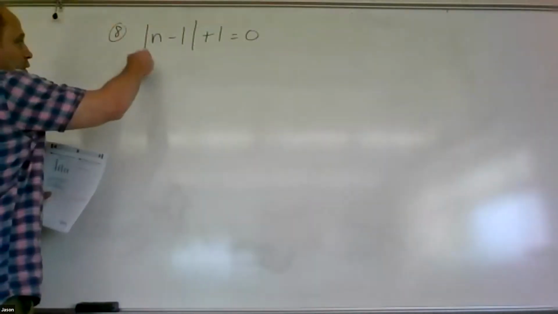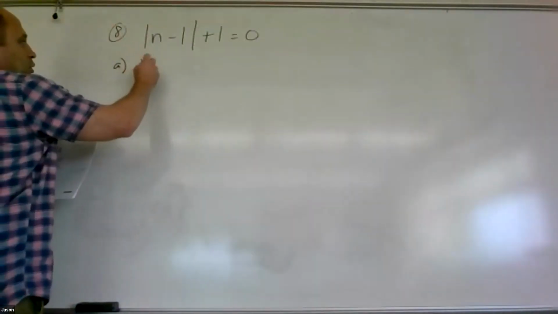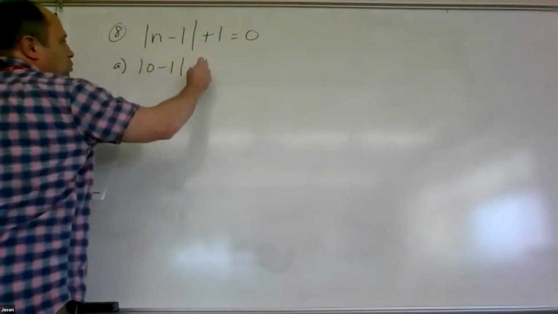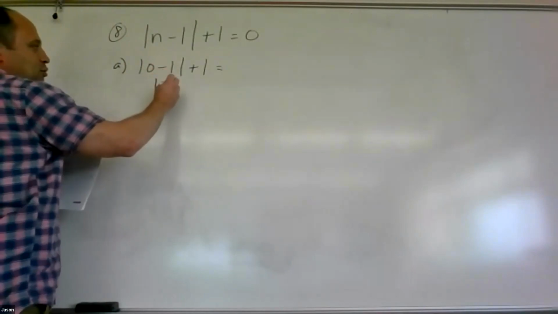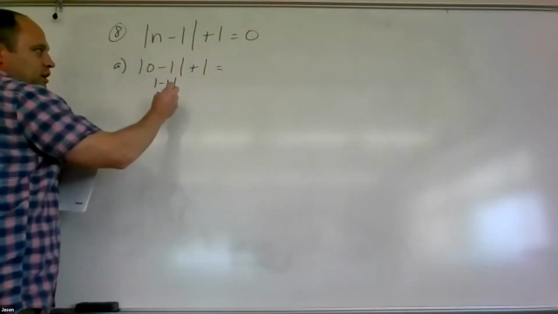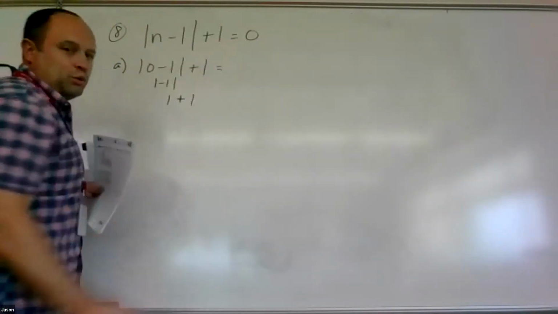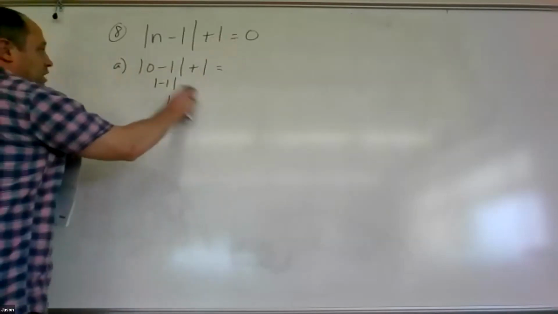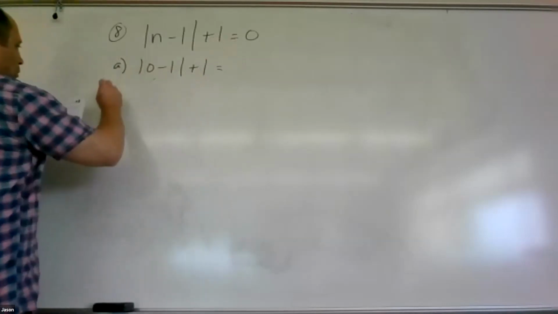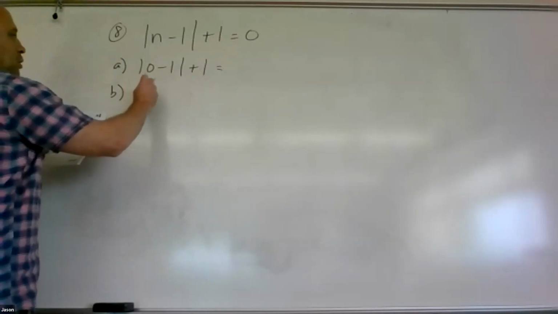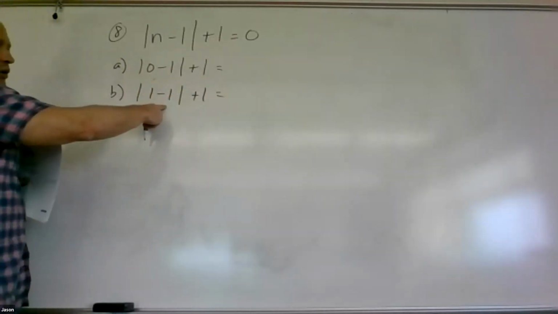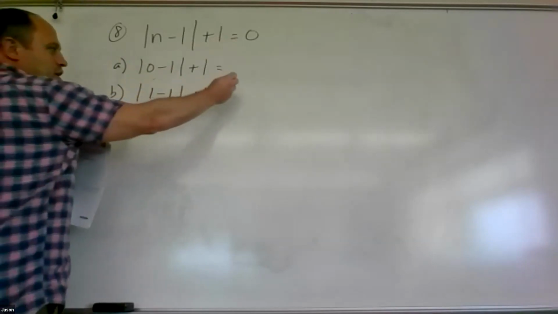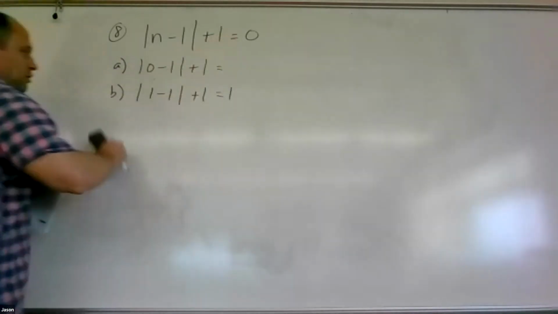So if I plug 0 in here, this is A. I get the absolute value of 0 minus 1, plus 1. This right here is negative 1, but the absolute value of that is 1. And 1 plus 1 doesn't equal 0. So it's not A. I'm going to do the same thing with B. B says 1, so I'm going to plug 1 in. 1 minus 1 plus 1. Well, 1 minus 1 is 0. The absolute value is 0. 0 plus 1 is 1. That doesn't give me 0, so that's not it either.